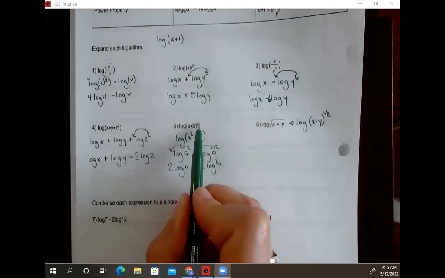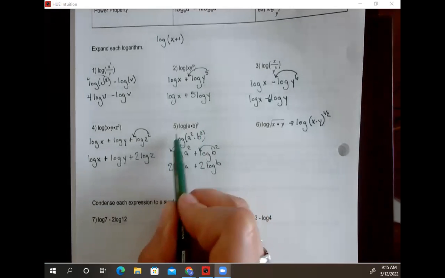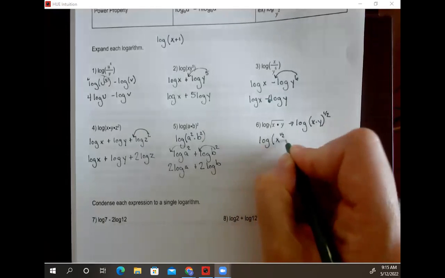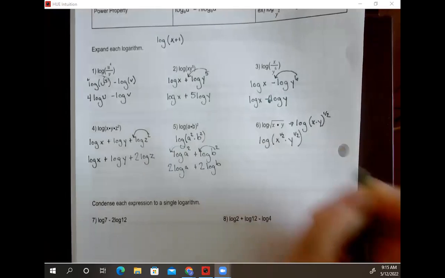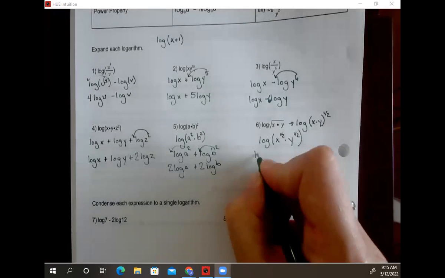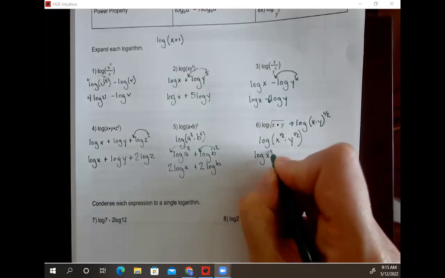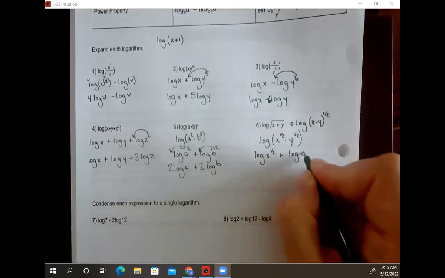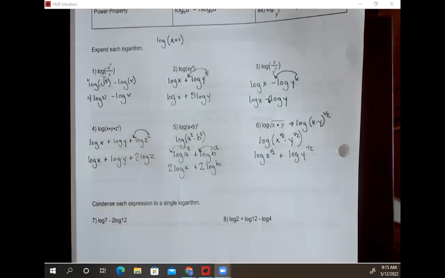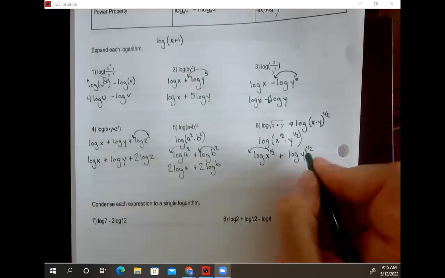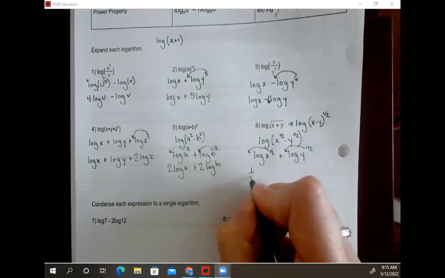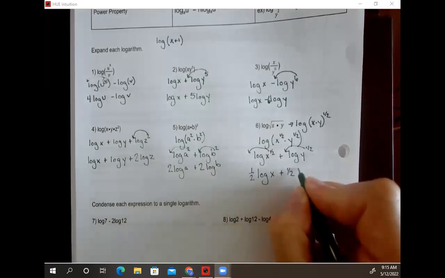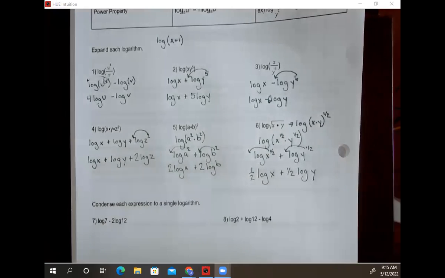And as we saw with number 5, when I've got that exponent outside of parentheses, it applies to everything inside. So this would be the log of x to the 1/2 times y to the 1/2. So I can expand this using the product rule, log of x to the 1/2 plus log of y to the 1/2. And then I'm going to use the power rule to put the exponents in front as coefficients. So 1/2 log of x plus 1/2 log of y.